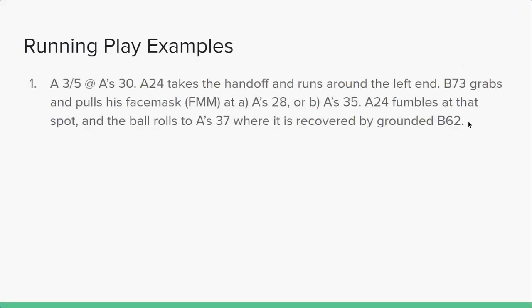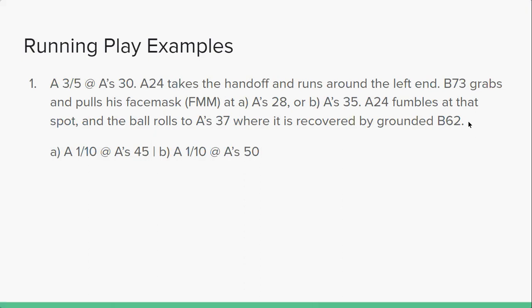Here are some examples. 3rd and 5 at A's 30, A24 takes a handoff and runs around the left end. B73 grabs and pulls his face mask at either A's 28 or A's 35. A24 then fumbles at the spot and the ball rolls to A's 37 where it's recovered by a grounded B62.